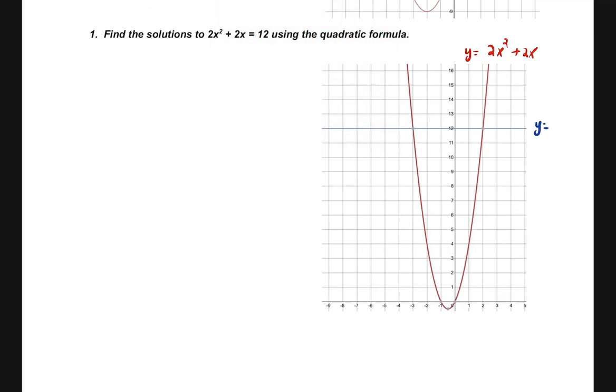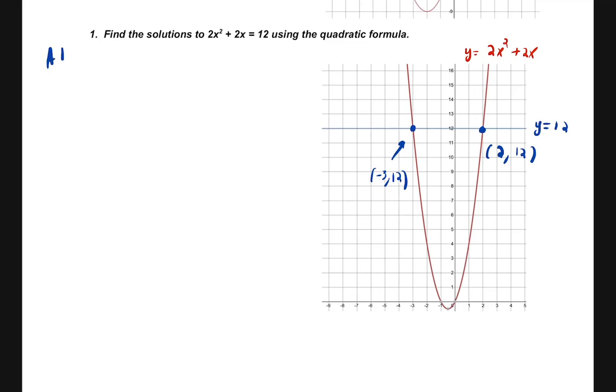And so like usual, I'm already telling you the answers here. The answers here are 2 and negative 3. Because when x is 2, both of these are 12. And when x is negative 3, both of these are 12. But here's how you could solve this using the quadratic formula.